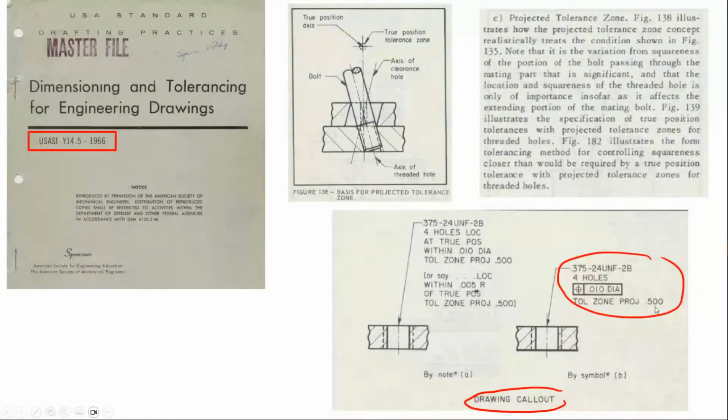But here's the basis of the projected tolerance zone. Look how this tilted and causes problems. And they have a write-up of why it has to be put in there. And then they actually said, here's what the drawing call-out should be: .375-24, 4 holes, position .010 diameter, tolerance zone projected .500. Not only did they know about the problem, they have a solution documented that we still use today.